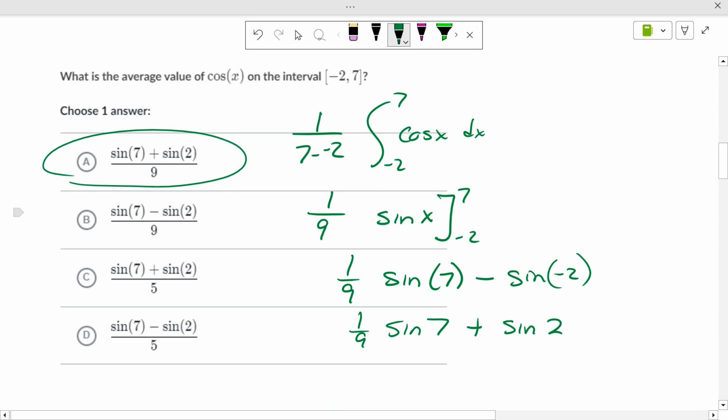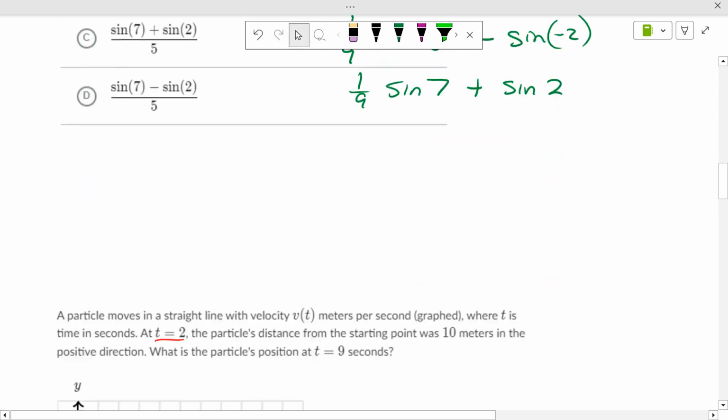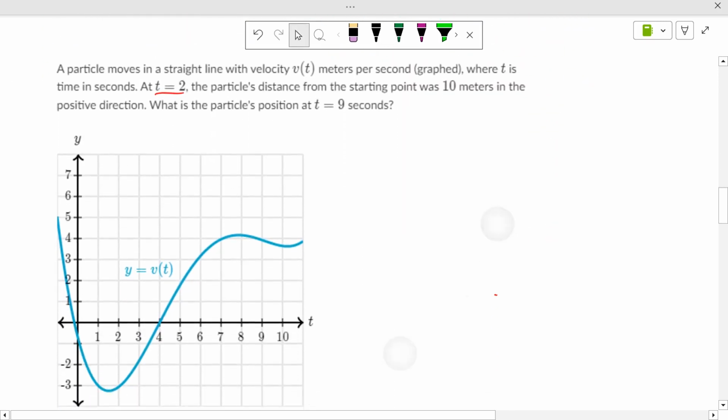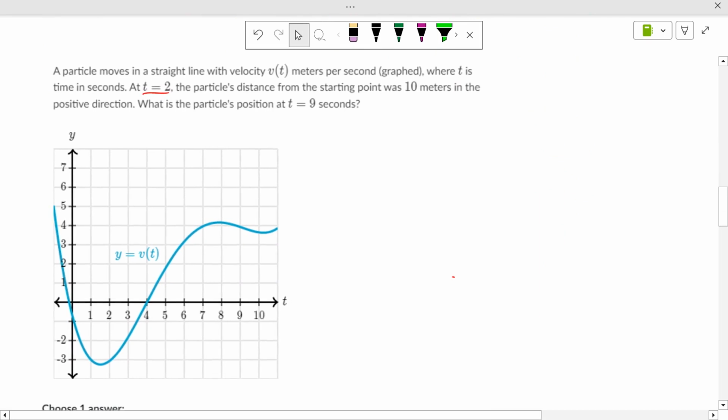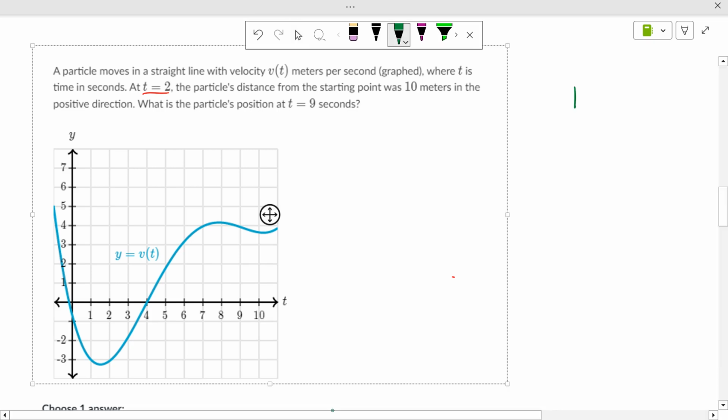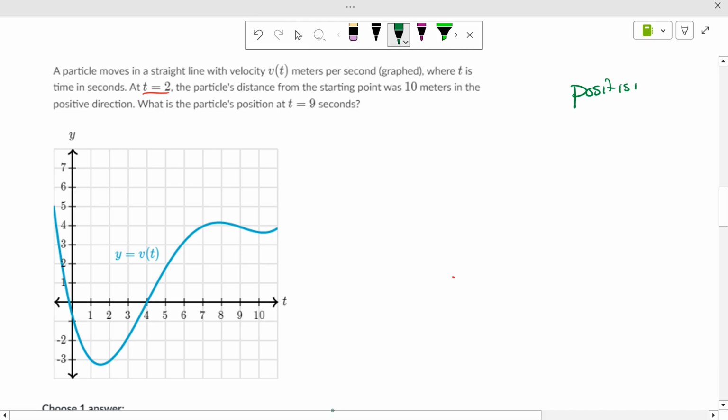Okay, average value functions. We all right with those? Okay. Besides average value functions, we're dealing with particles moving along a line. The three things we're doing here is position, which is from start to end. What totally happens from start to end? Okay.